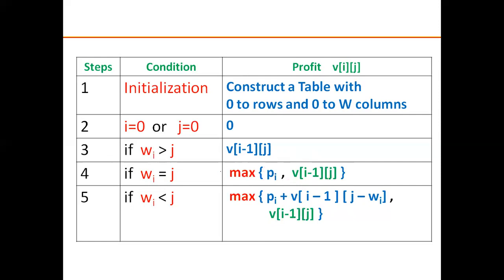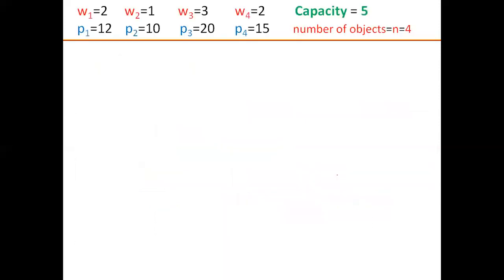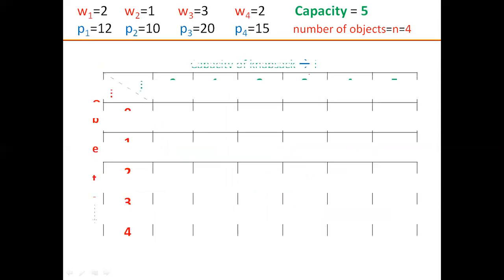For that purpose, we are finding the maximum of current profit and previous profit, whichever is the maximum, because the main intention is to find the maximum profit. So by following these conditions, we can solve the above knapsack problem. Here the knapsack problem given is 4 objects, capacity 5, with some profits. So let's begin with the construction of a table.